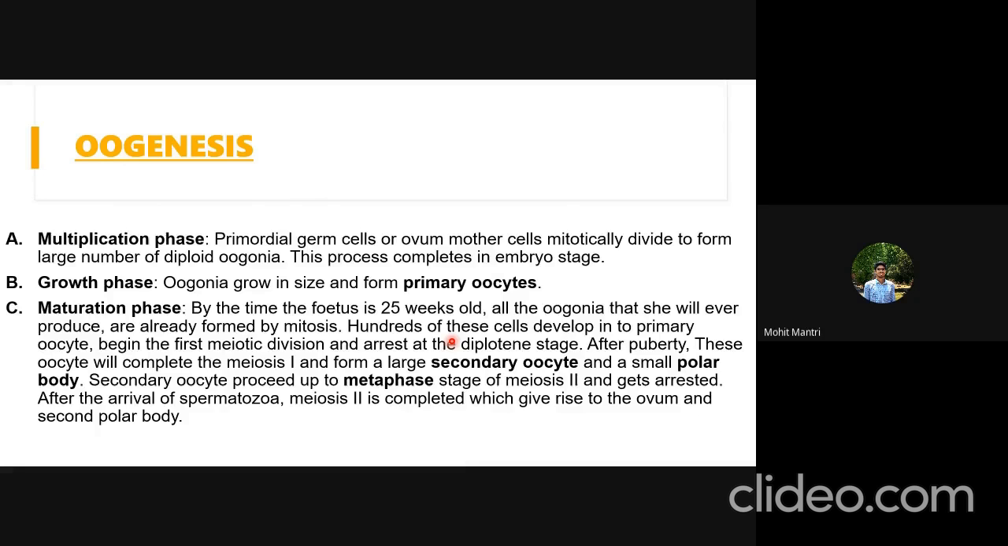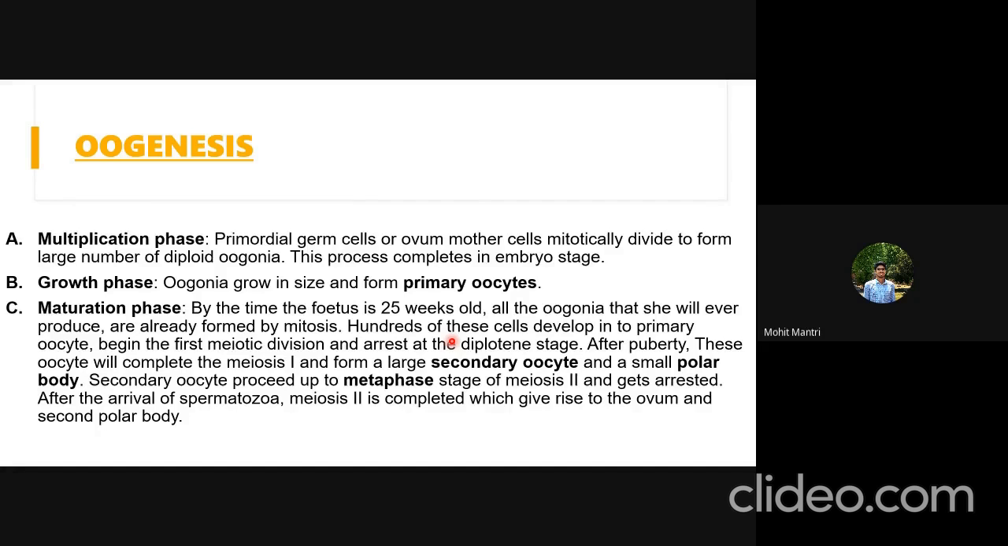So before the fetus is 25 weeks old, sorry. After formation of all these oogonia, some of the oogonia will undergo the first meiotic division, but will get arrested at the diplotene stage. So it will begin the meiotic division after birth, but it will get arrested in the diplotene stage and cannot proceed further.